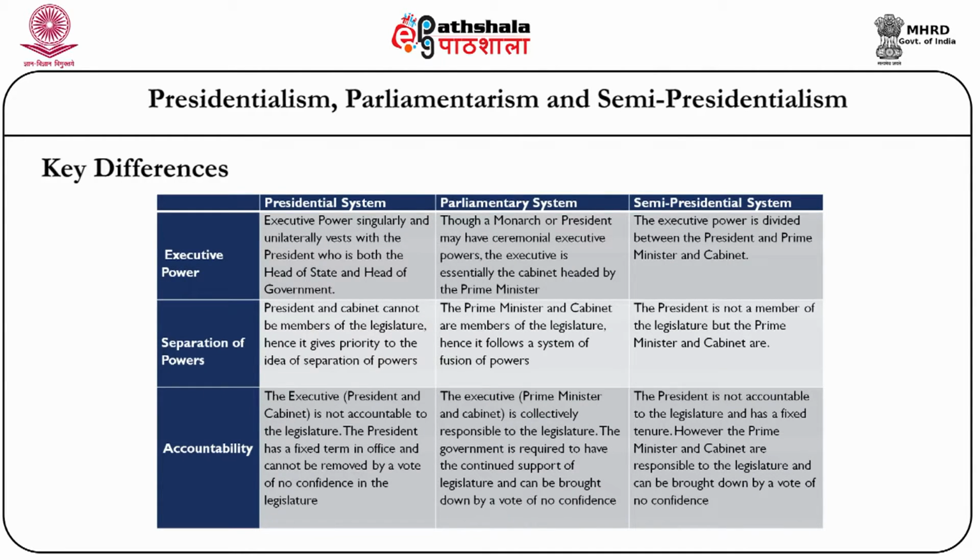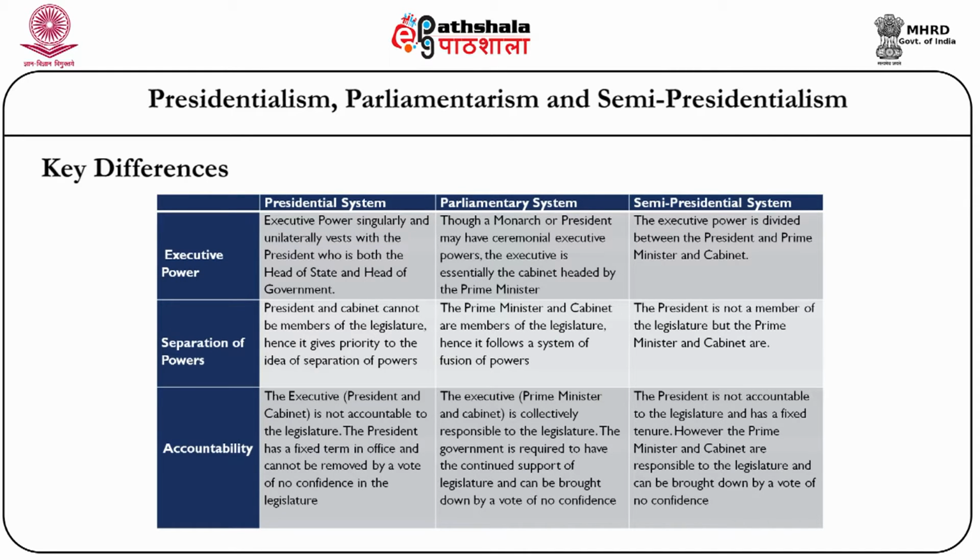In terms of separation of power, presidential systems follow clear separation of power. The president and members of cabinet cannot be members of the legislature. The parliamentary system does not believe in separation of powers. It is a fusion of powers. The prime minister and members of the cabinet are usually members of the legislature. Semi-presidential system, it's a combination of both again. The president is not a member of the legislature, but the prime minister and the cabinet are members of the legislature.